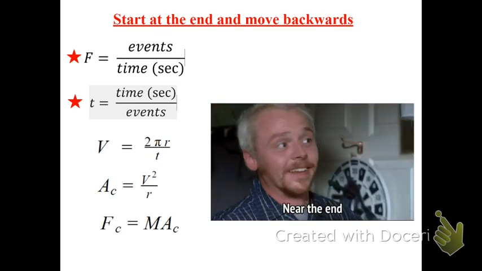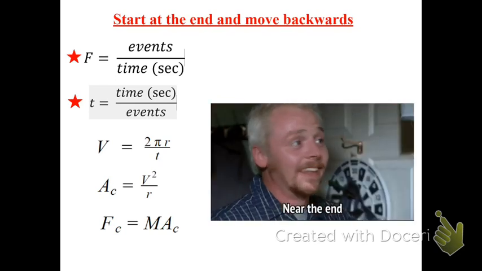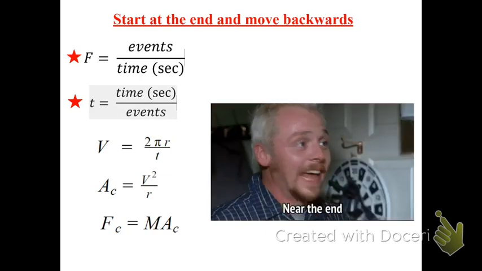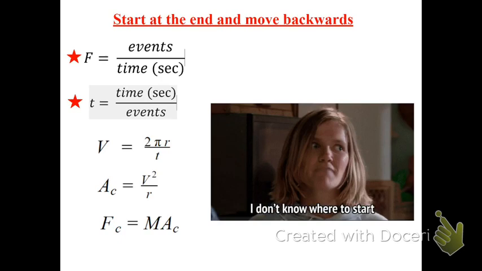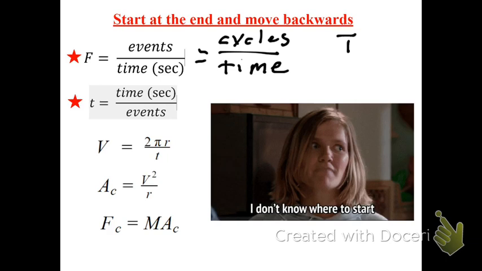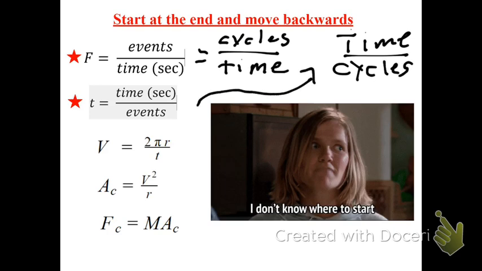So, here are all of our formulas today. The first two that are starred, we've already talked about. So that's your frequency. And here you've got events over time. That is the exact same as cycles over time. And then your period is time over events. That's the same as time over cycles. So that's that one there.